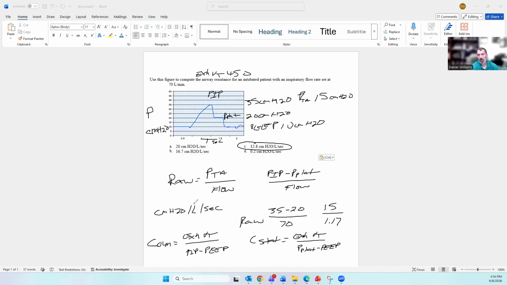So there's quite a bit you have to remember here, but it is very doable, and you're given all the information off of that graphic.